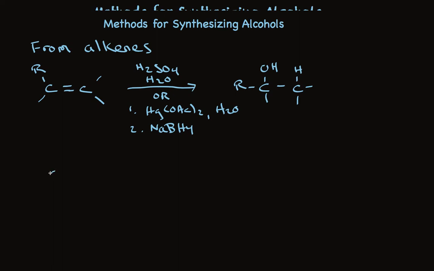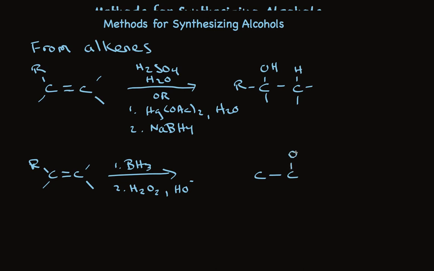Alternatively, if we treat that alkene with borane in an initial step and then, in step 2, use hydrogen peroxide under basic conditions, we also add water to that double bond, but the regiochemistry is the other way around, so the OH group ends up on the less substituted carbon.